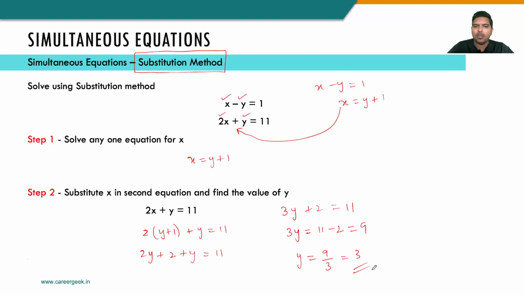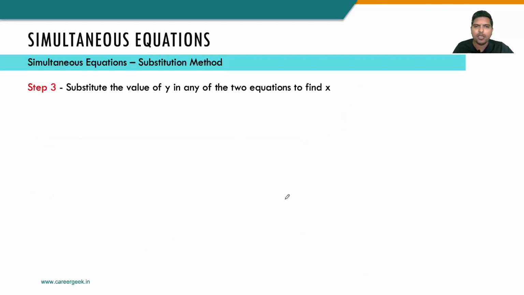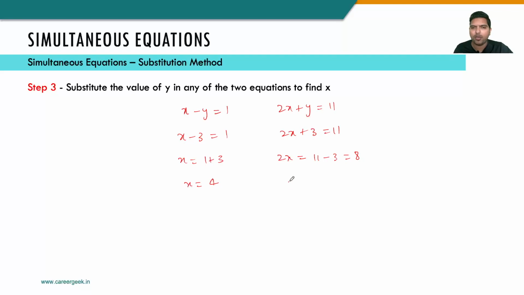Once you got the value of y, you can use any of the two equations and find the value of x. So we have this first equation. So y is equal to 3. So 3 goes to the other side, becomes plus, x is equal to 4. Or you can use the other equation also, which is 2x plus y is equal to 11. You should get the same value irrespective, right? So 2x will be 11 minus 3, or 8. So divide by 2, you get 4. So this is how you solve simultaneous equations using the substitution method.